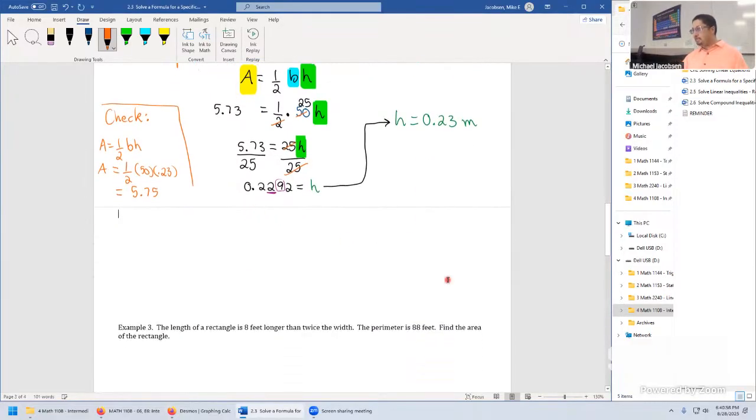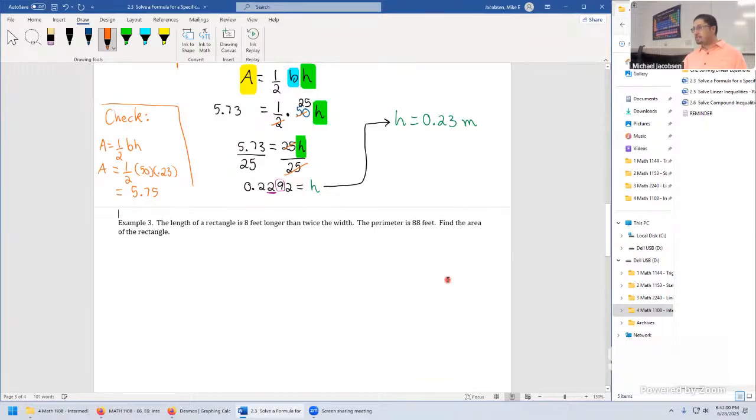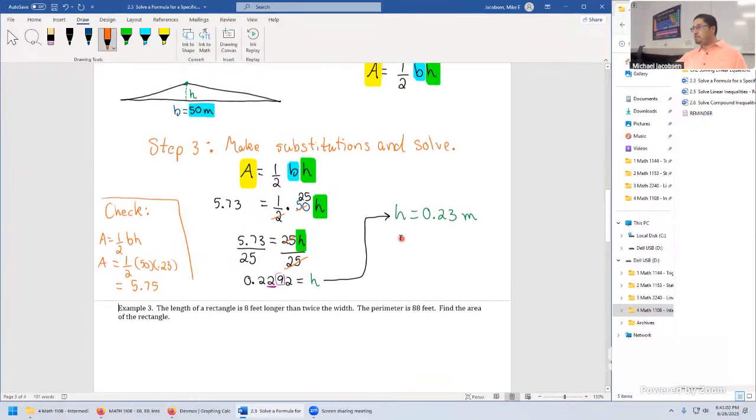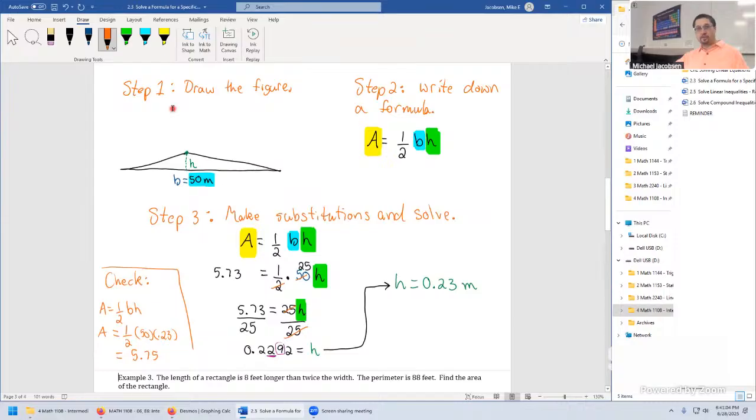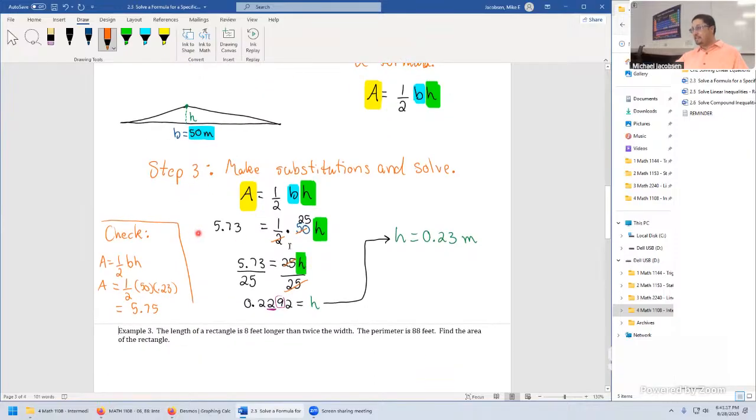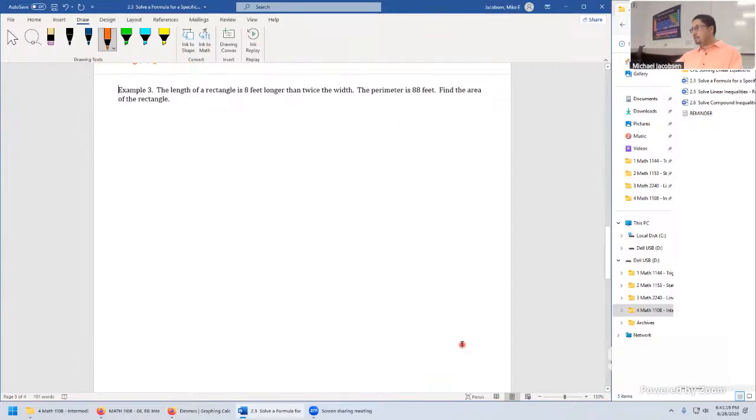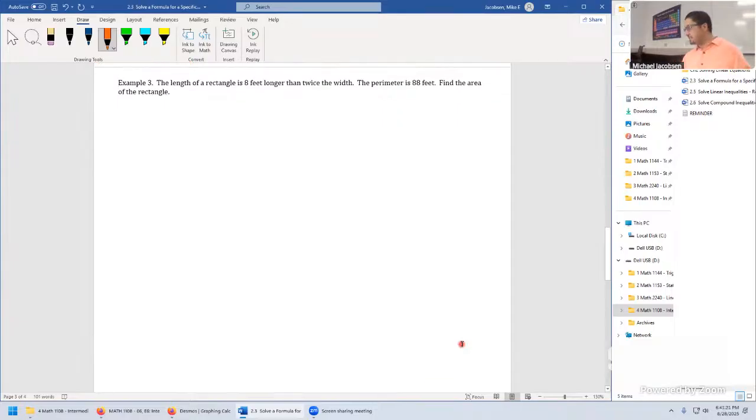In example 3, another kind of scenario, we're going to copy the same step-by-step process. We'll draw a figure that matches the information. We'll write down any formulas that seem like they're related to that diagram or picture. And we'll make lots of substitutions. This is, again, a big commonality with these kinds of problems, and solve the whole thing. So here's another clean slate. Let's give this all a try.